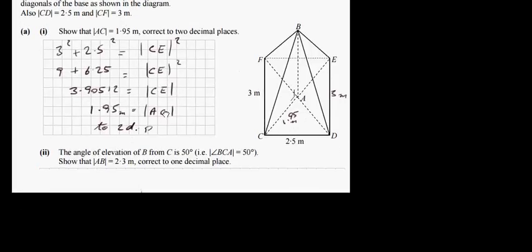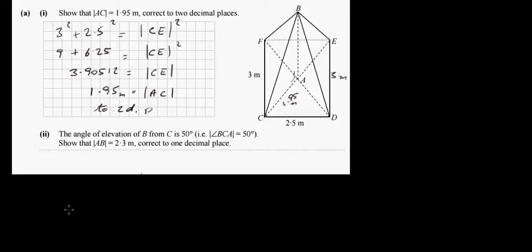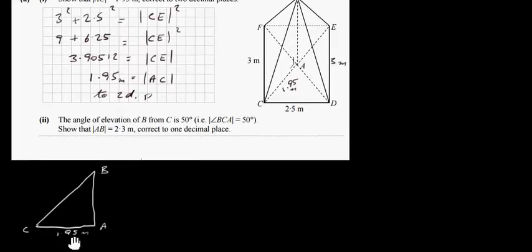Okay, so let's just draw that out first, and then we'll work through it. So I just change color here. So we've got a triangle like this. It's going to be a right angle triangle again. We're looking at this triangle here, CBA. Okay, so let's say C is here, A is down at the bottom here, and B is at the top. We've just worked out that AC is 1.95 meters.